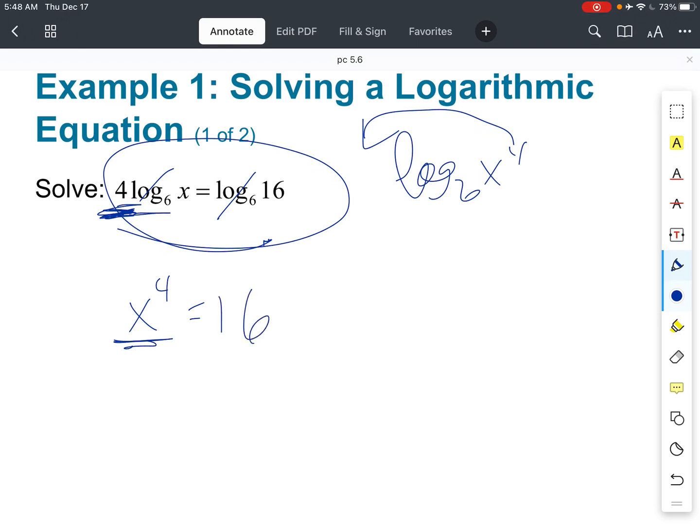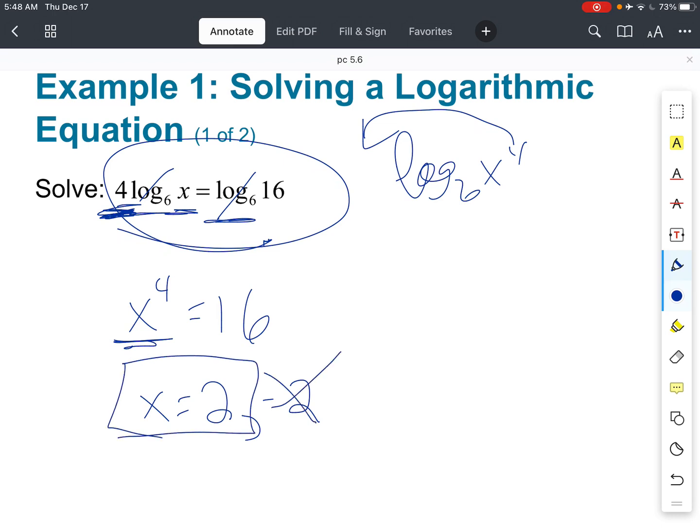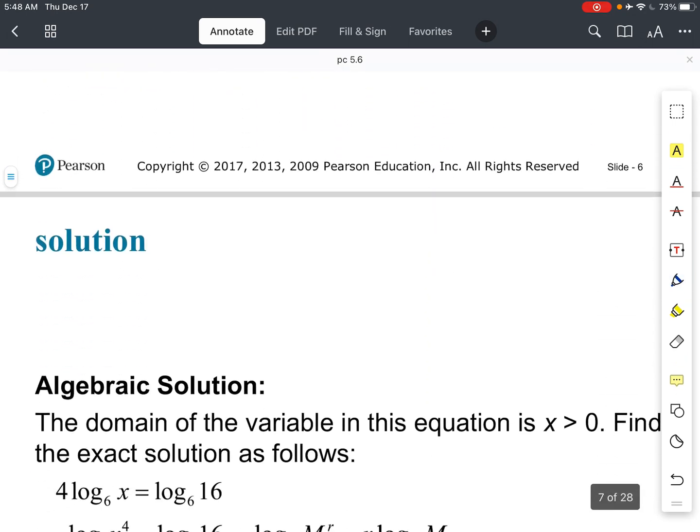So I get x to the fourth is equal to 16. Again, it's only because the log base 6 is on both sides that I can do that. Now I can solve this pretty easily. I know that 2 to the fourth power is equal to 16, so x must equal 2. Technically, it also equals negative 2, because negative 2 to the fourth is also 16. But what you have to consider here is that this can never be negative, because it is an exponential. So we do not include the negative. It will just be x equals 2. All right, so that's example 1.